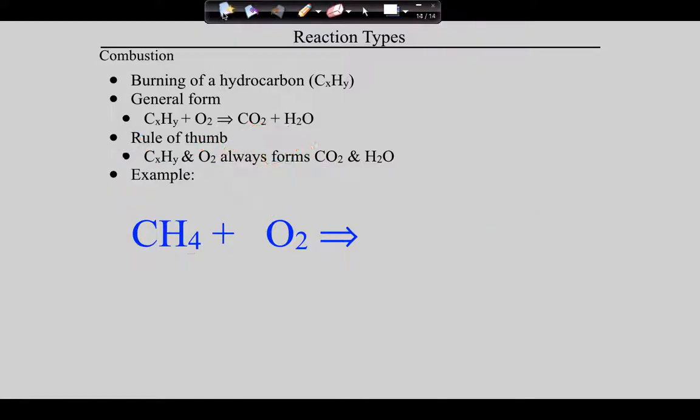So guys, now all we've got to do is balance this. We've got 1 carbon, 4 hydrogens, and 2 hydrogens, so we need a 2. And that balances our oxygens, and we're done. Always forms carbon dioxide and water. You guys good? Can we look at some homework together? Grab your homework packet, y'all.